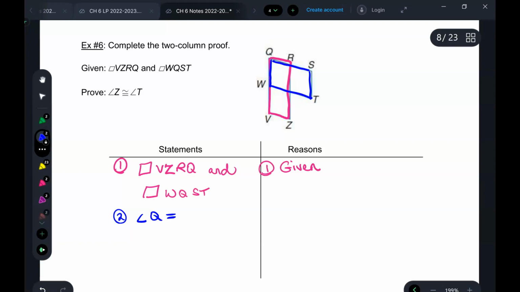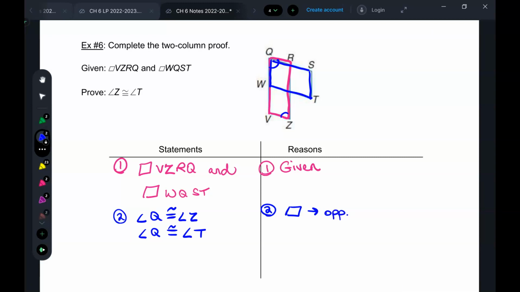Angle Z and angle T, right? How many sides do you need to prove it congruent? SAS? No, we don't need any of that. There's no congruent triangles here. What if I want to prove parallelograms congruent? How do I do that? You need to show their sides are congruent. All of them?